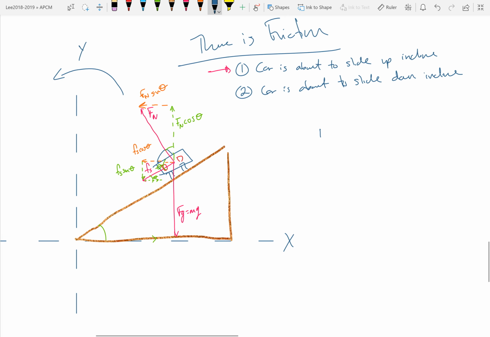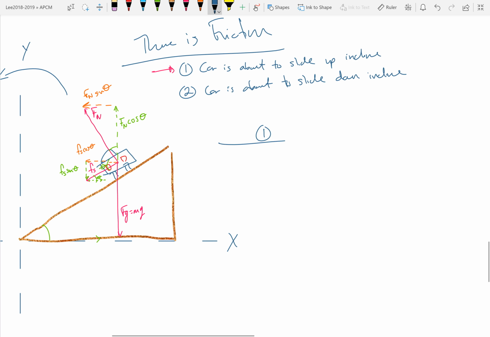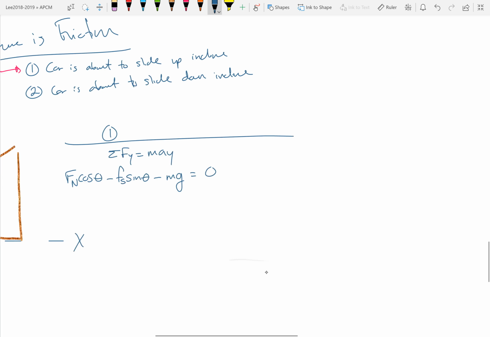Invoke that second law. We're looking at option 1, car's about to slide up. I have sum of the forces in the y direction equals ma y. Let's see what we got in the y direction. In green, I got Fn cosine theta is positive. In the negative direction, so minus, I have Fs sine theta, and I also have mg, equals 0. Got a couple of unknowns there, Fn, Fs. We'll see what we can do with that.